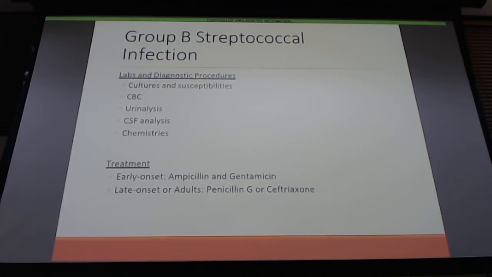Okay, here's a whole bunch of things you can do: cultures, sensitivities, procedure analysis. For treatment, early onset will be ampicillin and gentamicin. Late onset, and for adults as well, you can do Pen-G or ceftriaxone. Now, as I mentioned before, if a mom has positive group B strep in her urine, she needs to be treated regardless of what stage of pregnancy she's in.